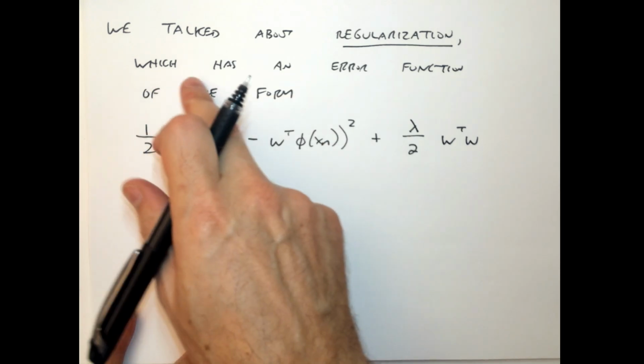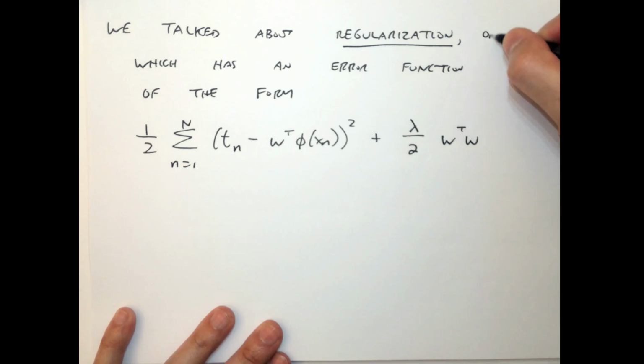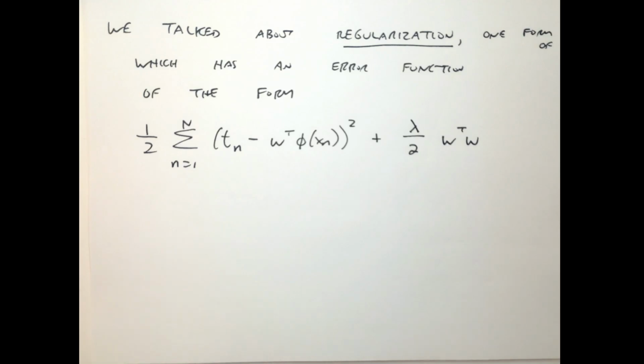So maybe I should be clear. This is only one way of regularizing. So I should say, regularization, one form of which has this error function. That's probably more accurate. And this lambda is tuned in such a way to encourage the W numbers to be small. Hopefully you discovered that on homework 1, where you turned up that lambda value and found that your curves got flatter because the W numbers were getting pushed towards 0.